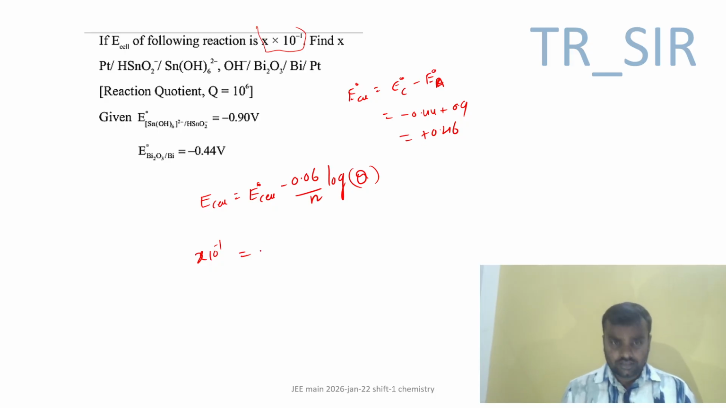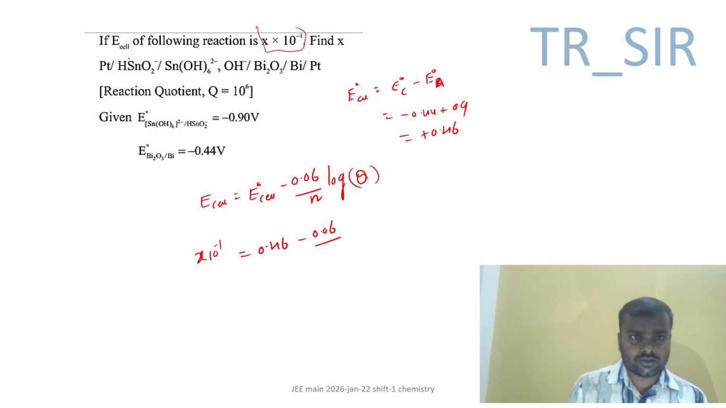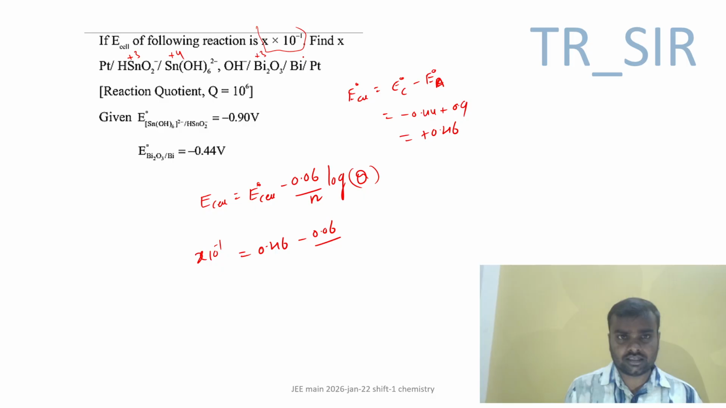Okay. Now substitute here minus 0.06 by n. N value how much? If you see here, tin is plus 3. Here tin how much? Plus 4. Right? Plus 4. Here bismuth how much? Plus 3. Here how much? 0.